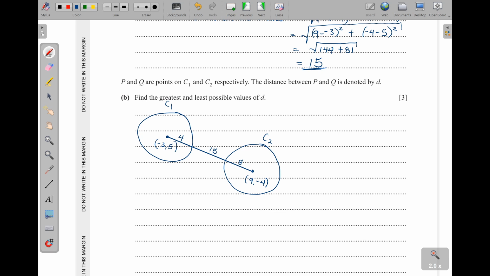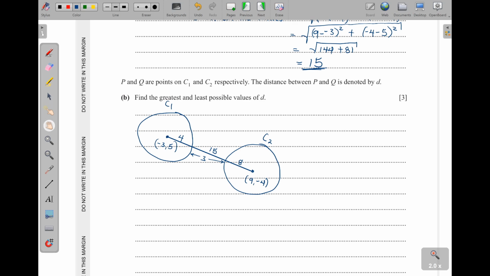That means in between here, 15 minus 4 minus 8. In other words, 4 plus 8, you get 12. Now 15 minus 12, you get 3. So that means from here up to here, those are 3 units, okay?